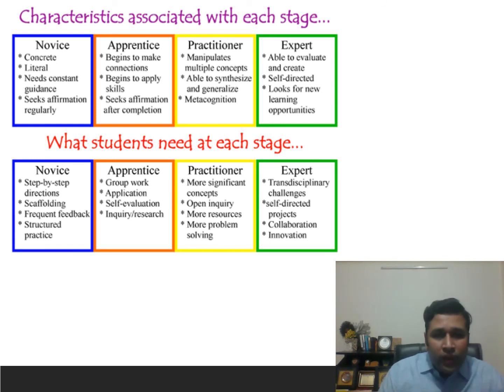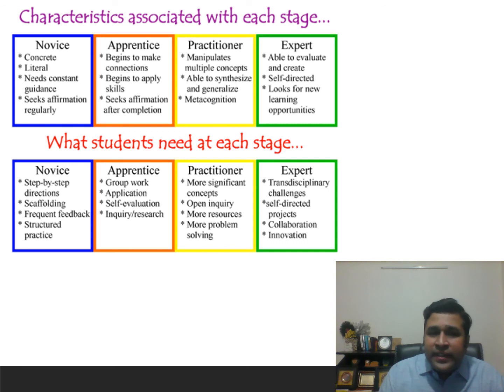Apprentice. An apprentice, a lot of group work is required. Application orientation is required. Self-evaluation, opportunities of self-evaluation and inquiry and research. A lot of inquiry and research, what you can do, how you can do, what new things you can do. So that kind of attitude needs to be cultivated.